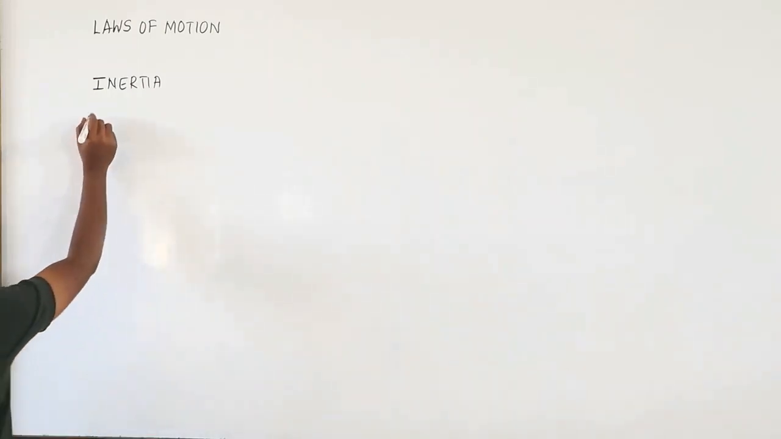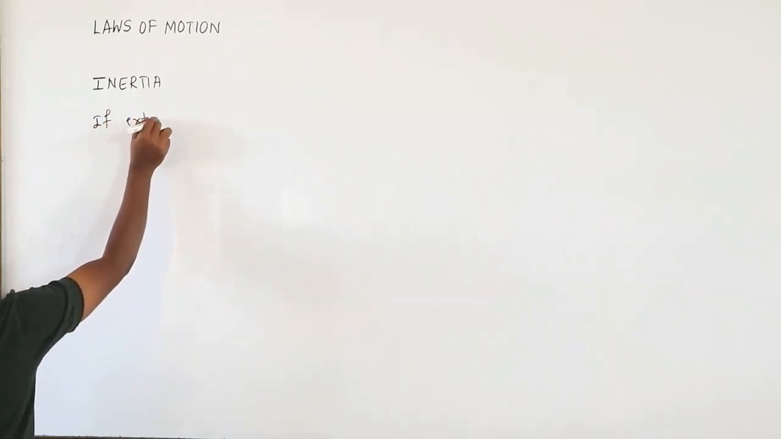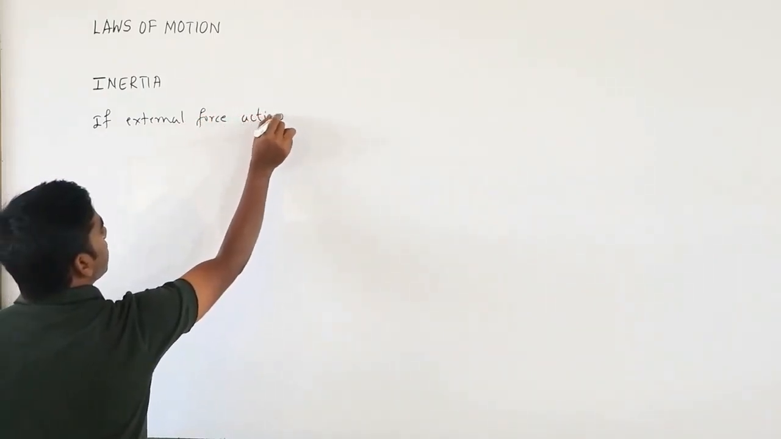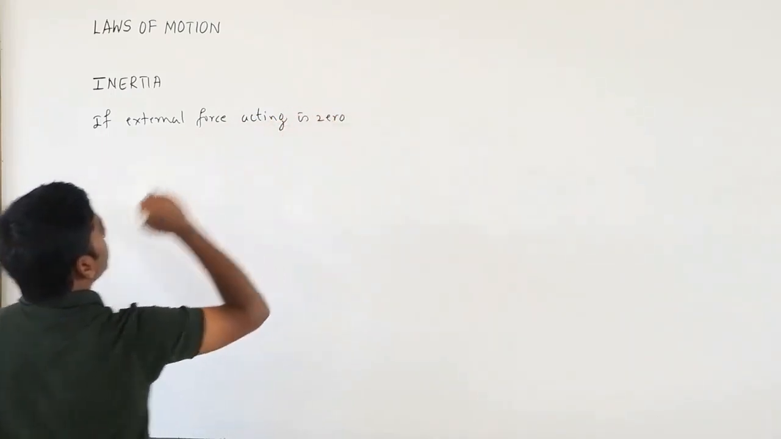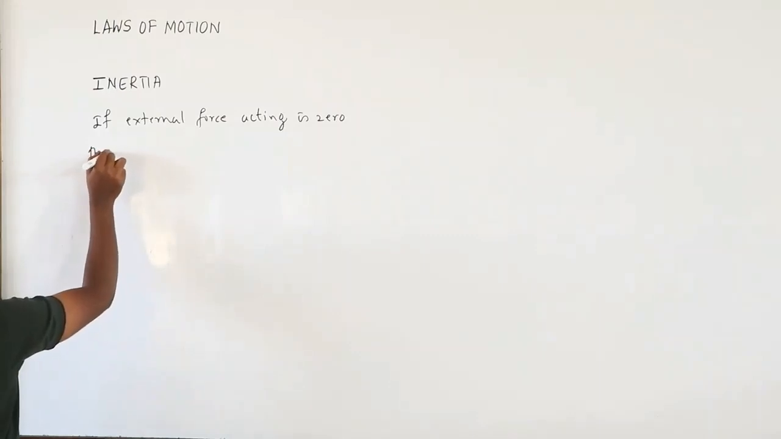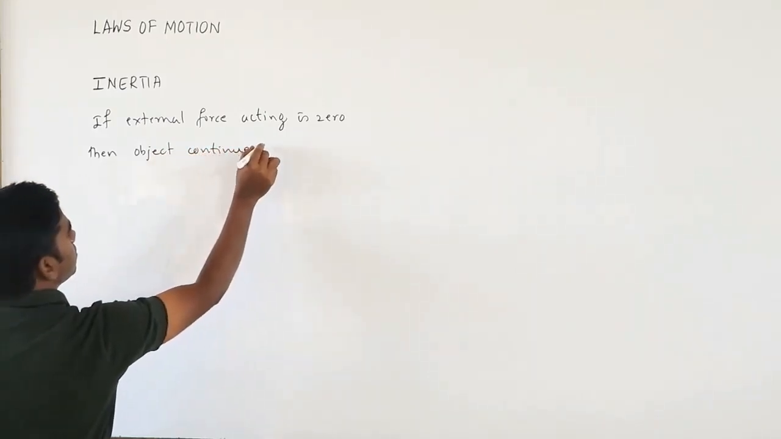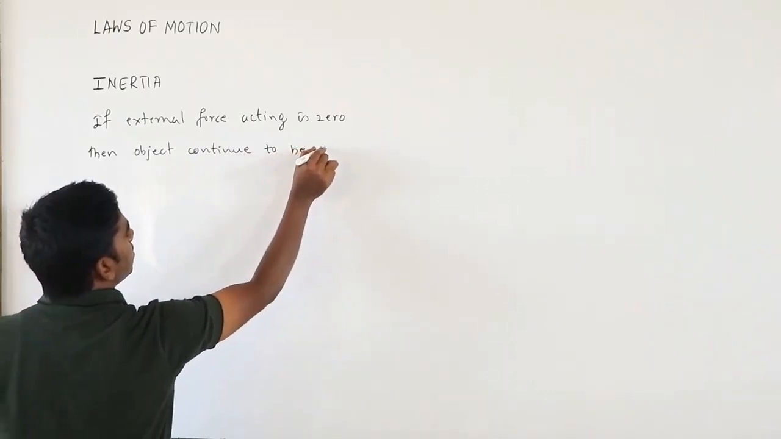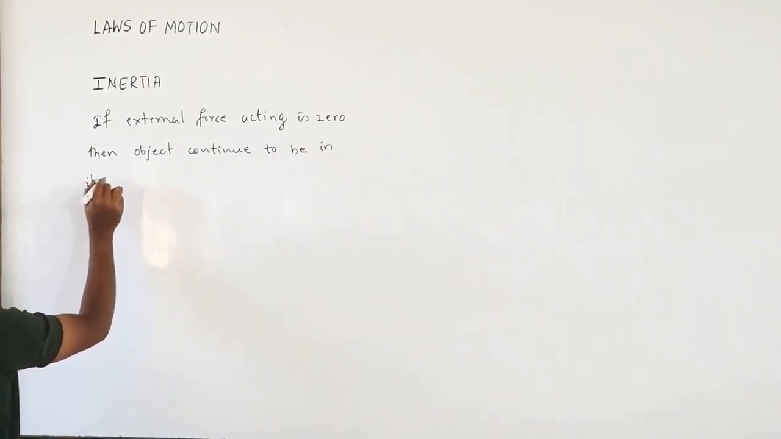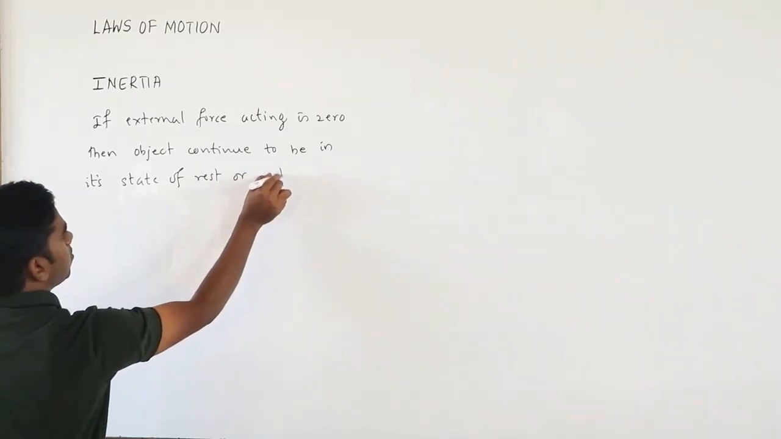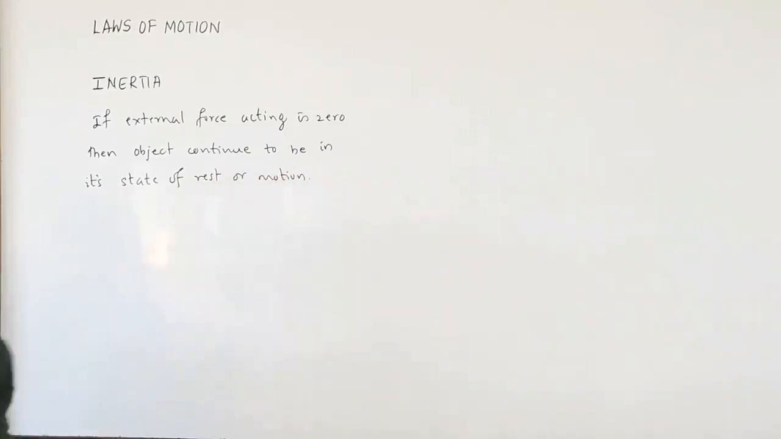Okay. So according to our last discussion, what we have written was: if external force acting is 0, then the object continues to be in its state of rest or motion. Okay, so this is what we have discussed in our last class.